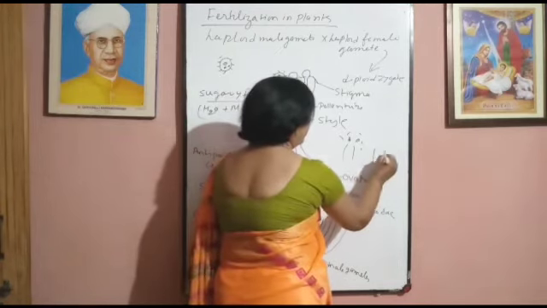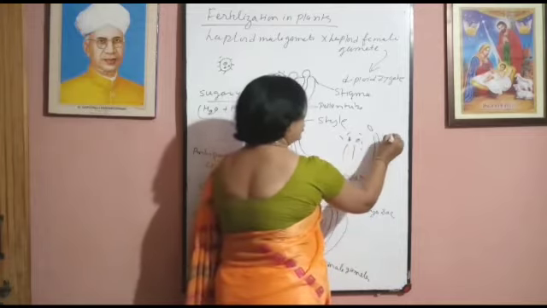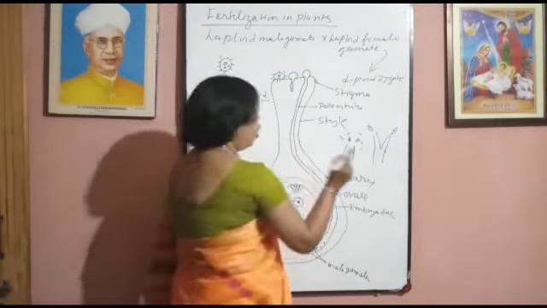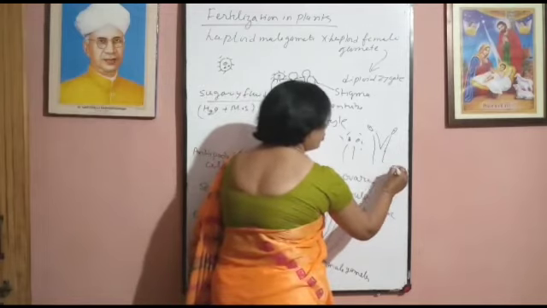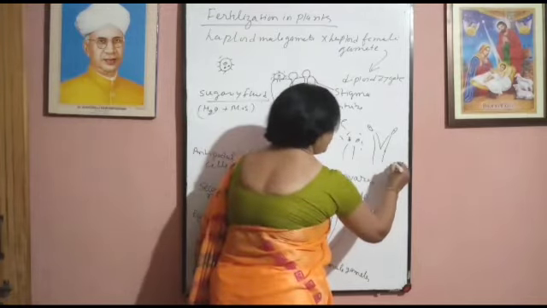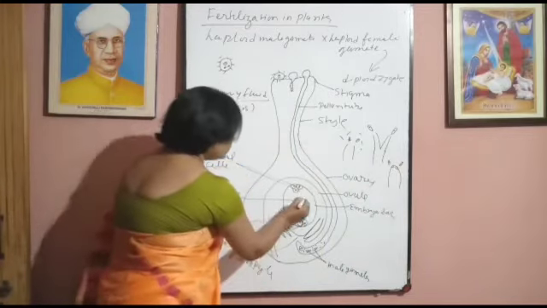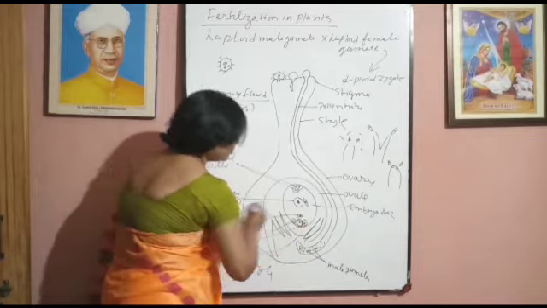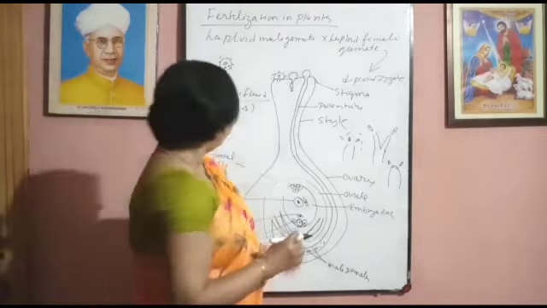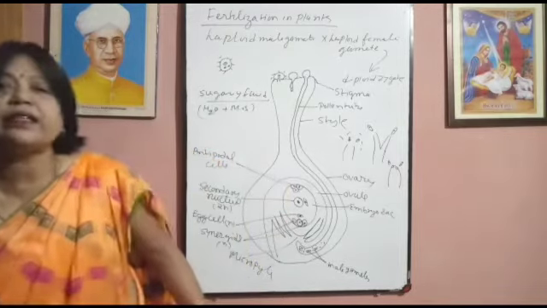Or after entry, the pollen tube divides into two branches and each branch releases each male gamete. Or after entry, two pores develop on the tip of the pollen tube and from each pore one male gamete is released. After the release of male gametes into the embryo sac, fertilization occurs.